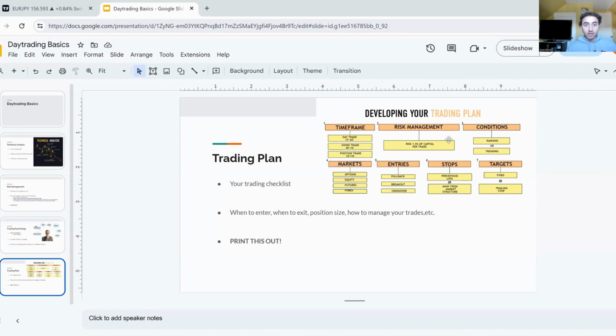By printing out your trading plan, you can literally physically look and see: did this happen? Did this happen? Is everything meeting my requirements? And then you can take the trade if it does. And if it doesn't, then you don't take the trade. It's as simple as that. That's the whole point, guys, of developing a trading plan.